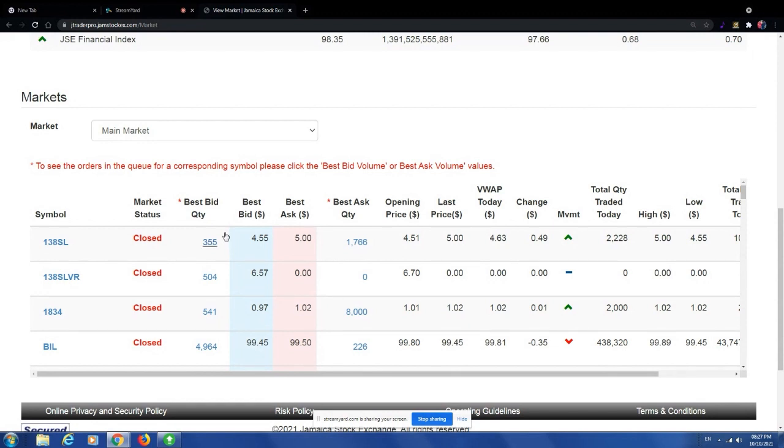So where you see best bid quantity right here, this is just the volume that someone's willing to bid to get a particular stock. This is the price they're willing to pay. You multiply these two figures, figure out the value they're willing to trade or how much they're willing to spend.